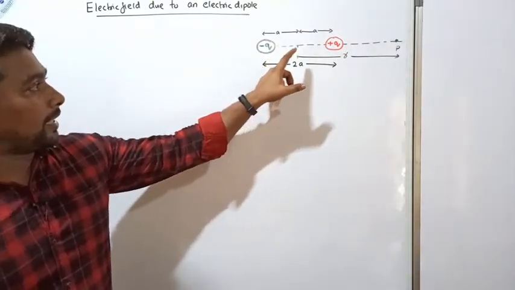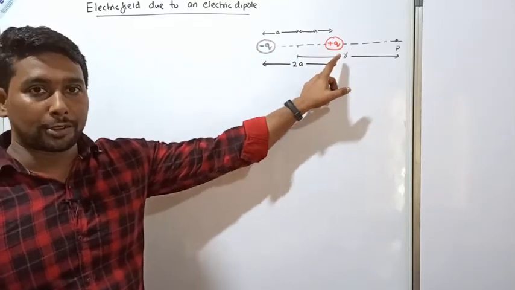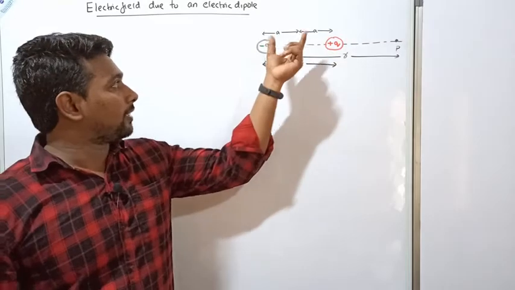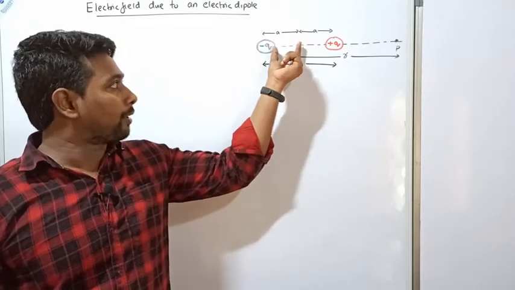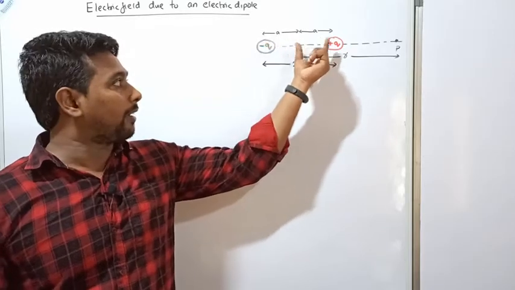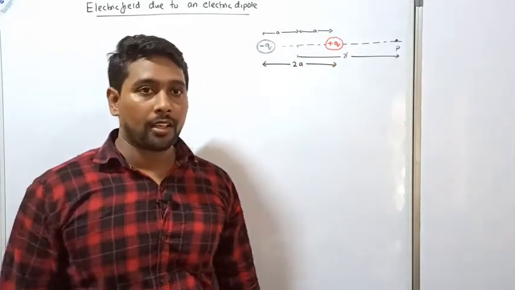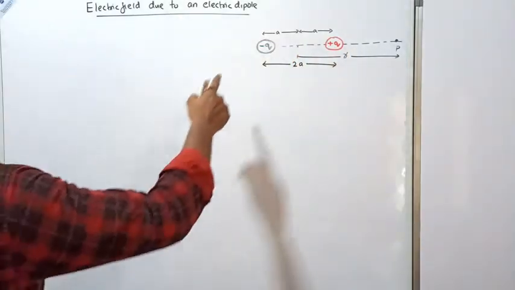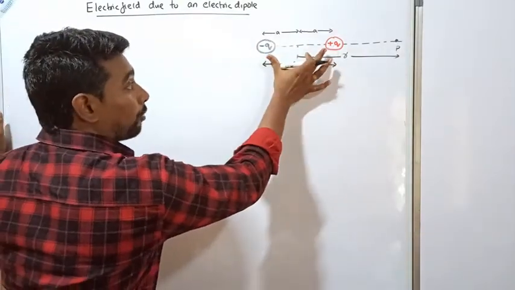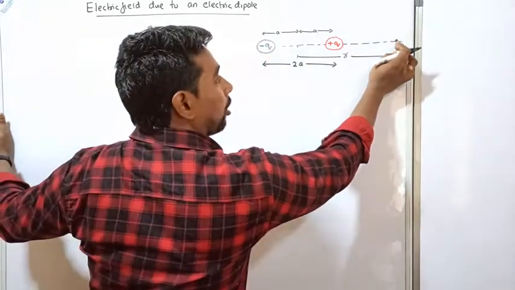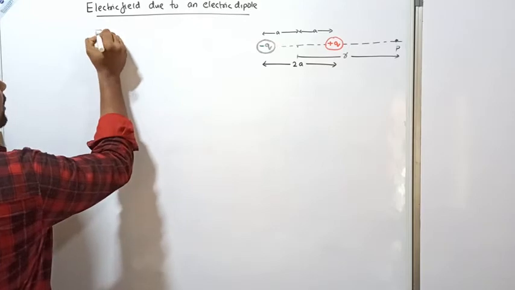We consider the electric dipole as minus Q and plus Q charges, and the distance between these two charges is 2a. From the center, from here to here a and another a, and from the center to this point r. We are going to find the electric field due to these two charges. This dipole, how much electric field is it providing over this point?